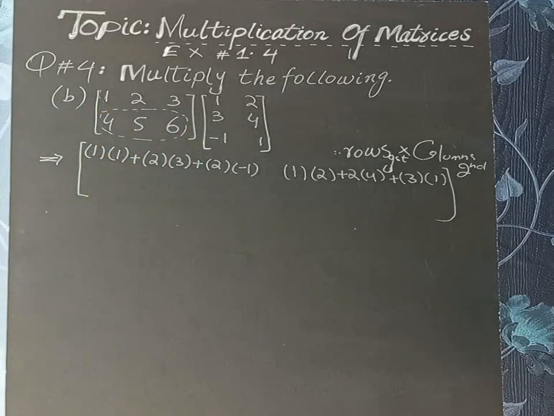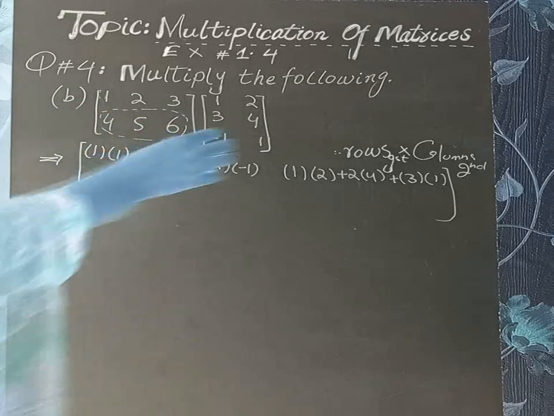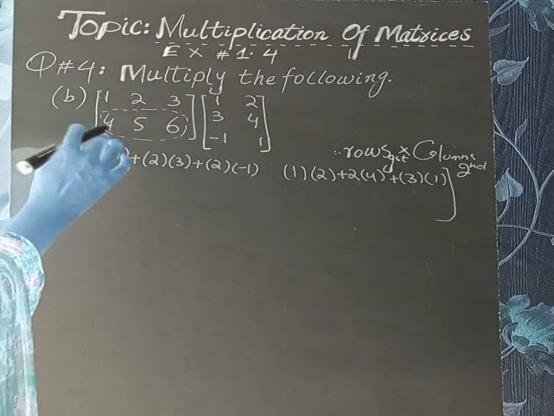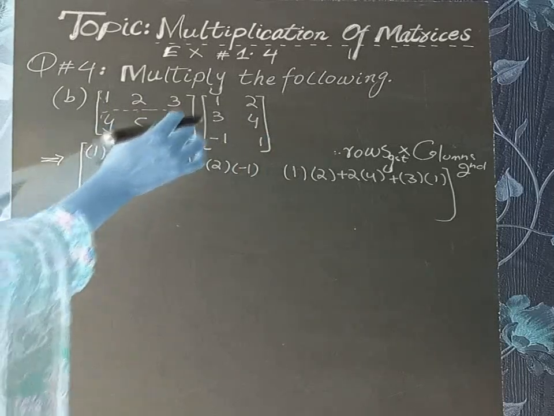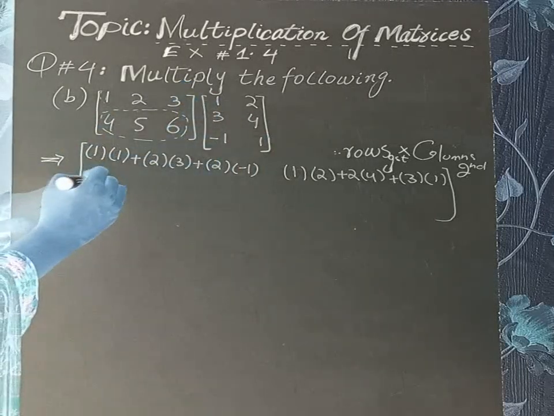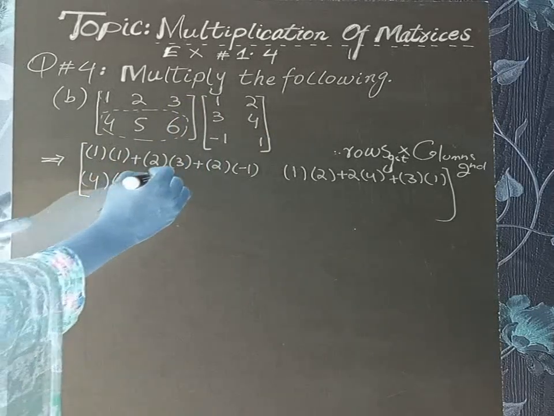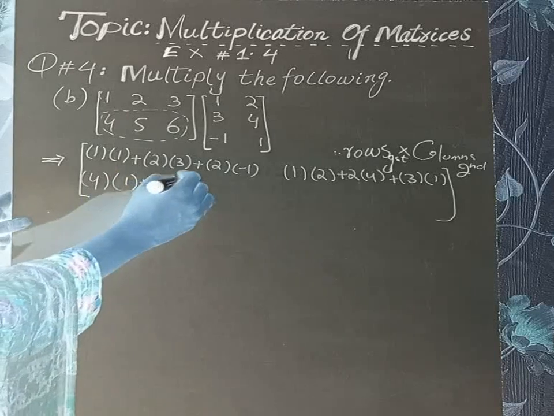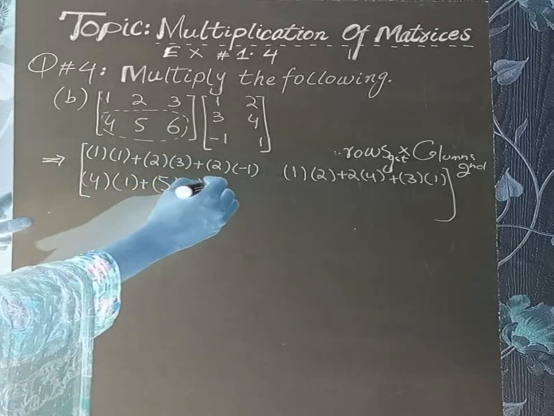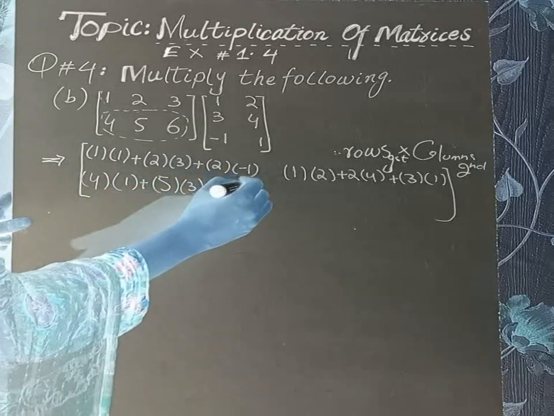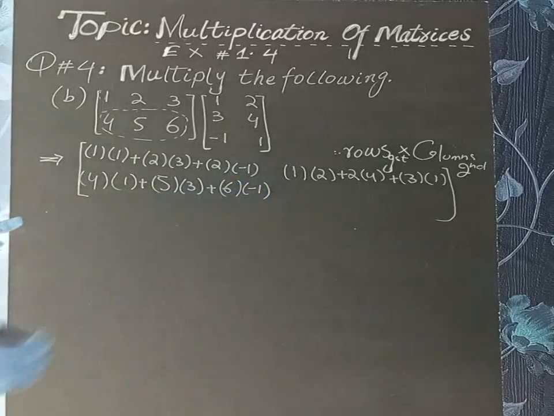This row will be multiplied by both the columns here. 4, 5, 6 will be multiplied by 1, 3, minus 1: 4 multiplied by 1 plus 5 multiplied by 3 plus 6 multiplied by minus 1. Same, this row will be multiplied by the second column.